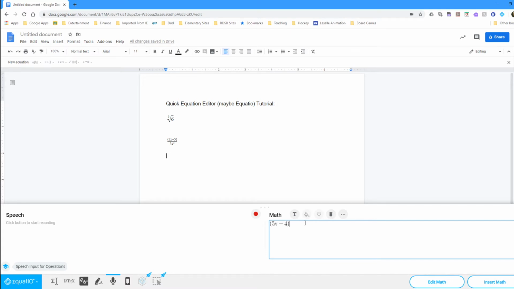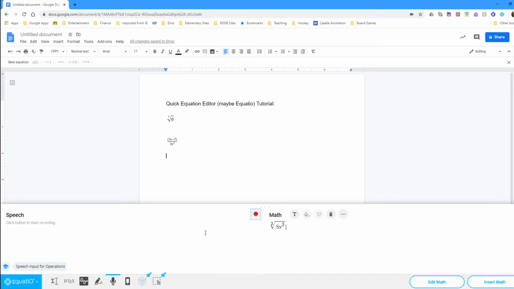Okay, so there's ways of doing that, but there's all kinds of commands that you can do, and I don't know them all, but if you go to the Equatio website, they actually have a list of all the commands that you can do with speech. So for instance, let me try this again. Cube root of 8x cubed. So that's pretty good for a speech-to-text software, okay?